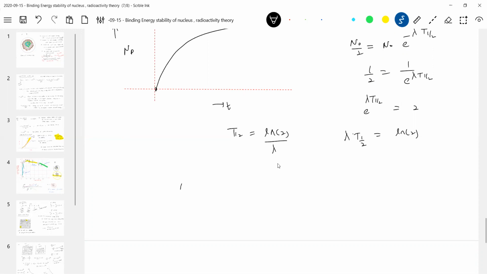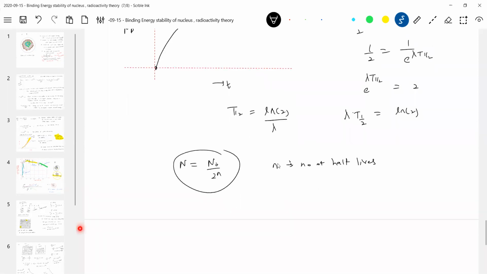As we know, after one half-life it will be like this. After n half-lives, what is the number? So shall we put N equal to N naught into 2 to the power of n? What do you mean by n here? n half-lives. Say after one half-life, how much will the number become? N naught by 2. After two half-lives, N naught by 4. After 3 half-lives, the number will become N naught by 8. Like this, for n half-lives I'll put it like this.